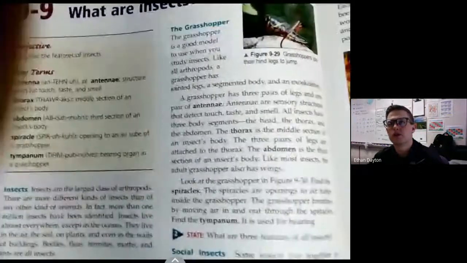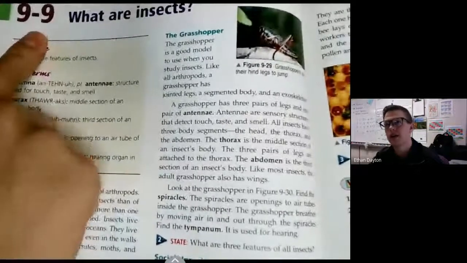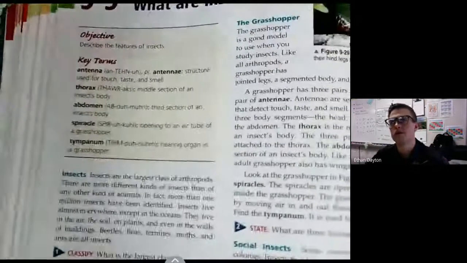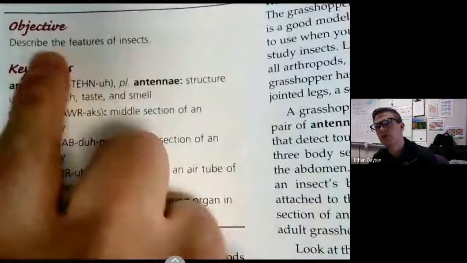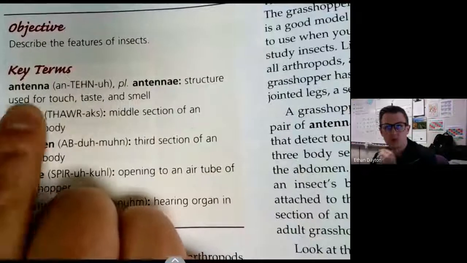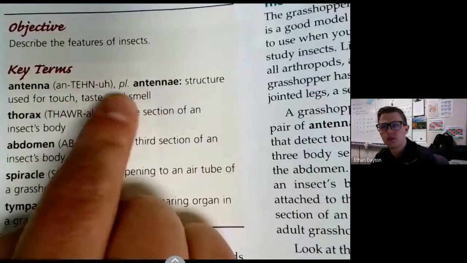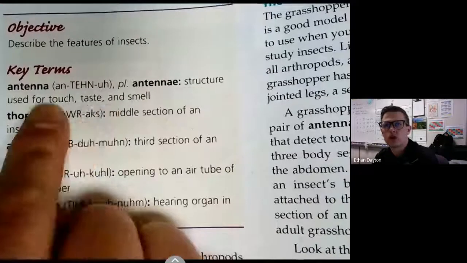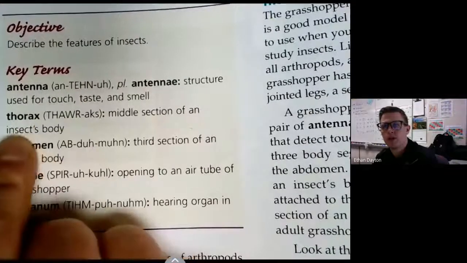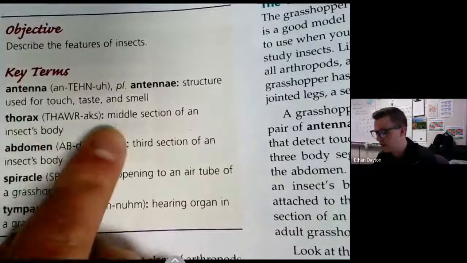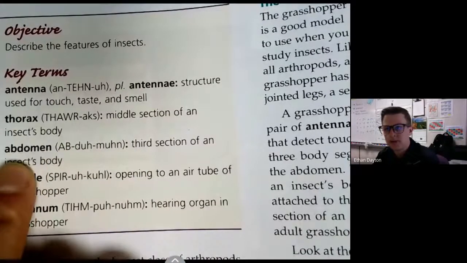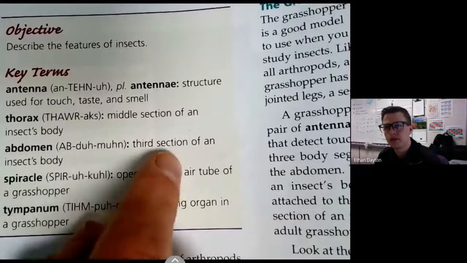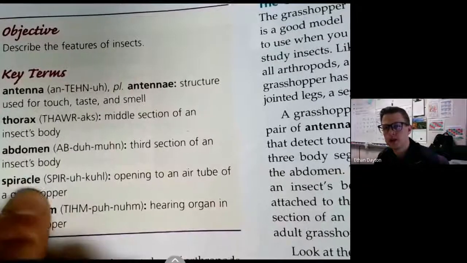We begin on page 220, 9-9. Our question is, what are insects? Our objective is to describe the features of insects. Our key terms: we have antenna, or plural antennae, a structure used for touch, taste, and smell. Then we have thorax. Thorax is the middle section of an insect's body. Next, we have abdomen. Abdomen is the third section of an insect's body.